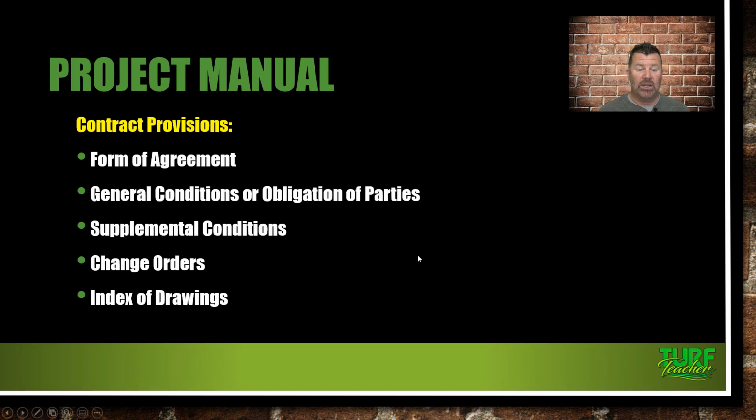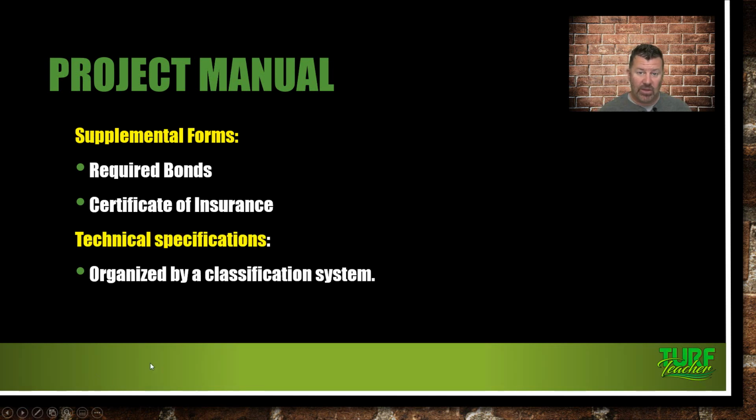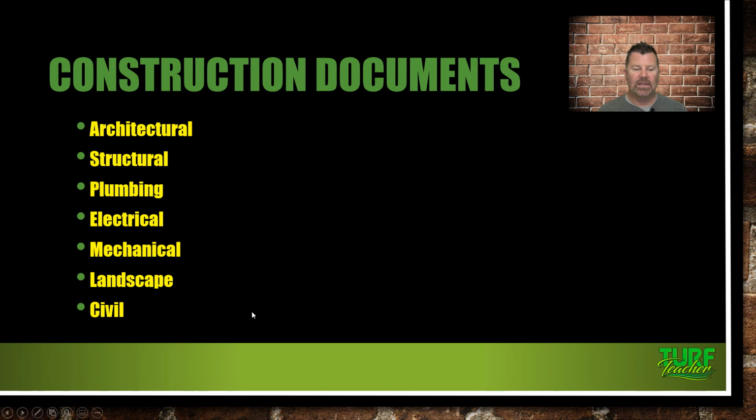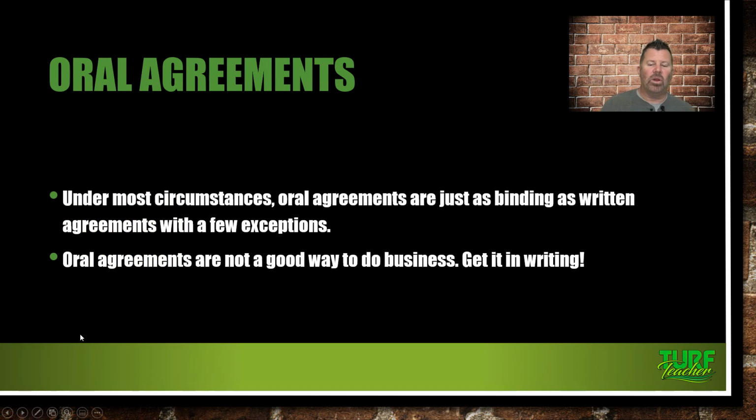Contract provisions, the form of agreement, general conditions or obligations of the parties, the supplemental conditions, the change orders, and an index of drawings. It's going to have your required bonds. Well, you're bonded already. Your certificate of insurance. Those are going to be your supplemental forms. Your tech specs, organized by a classification system, or usually organized by each trade. And then the construction documents, they're going to have your architectural, structural, plumbing, electrical, mechanical, landscape, and civil. Like I said, you need to look at plumbing, electrical, landscape, and civil always.